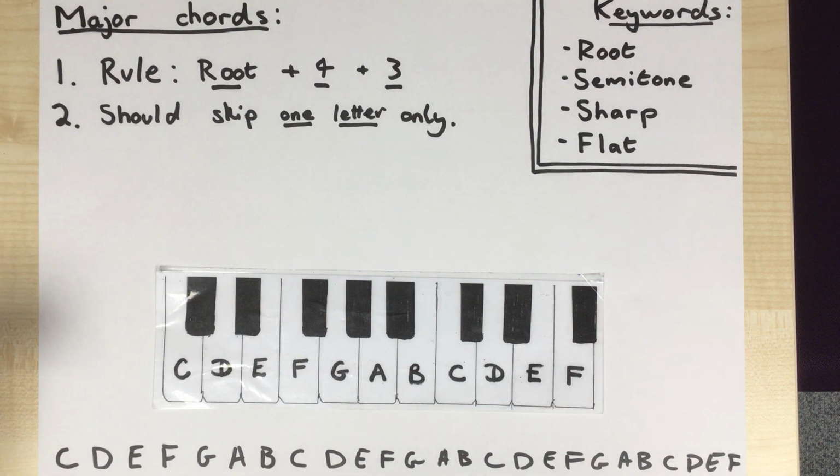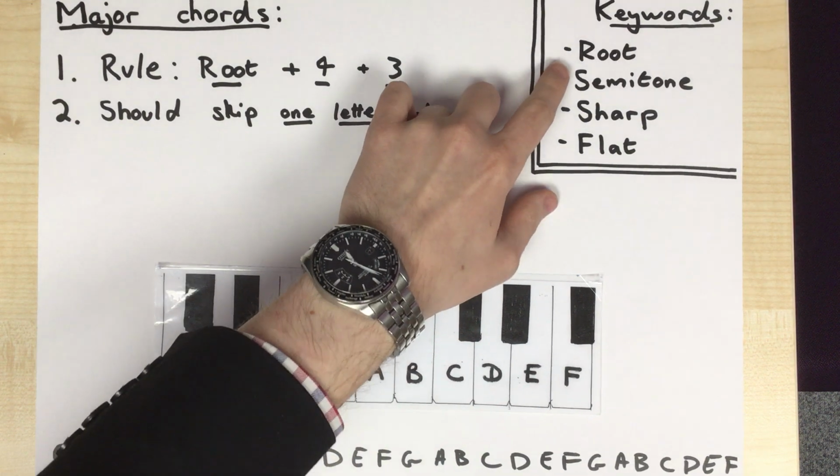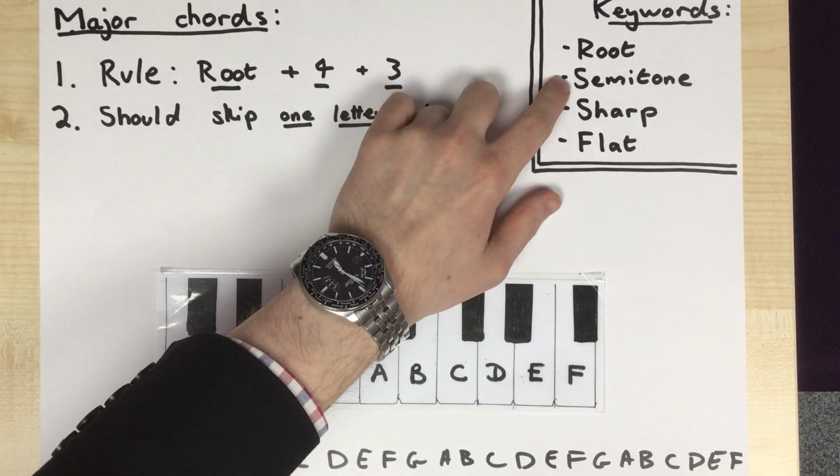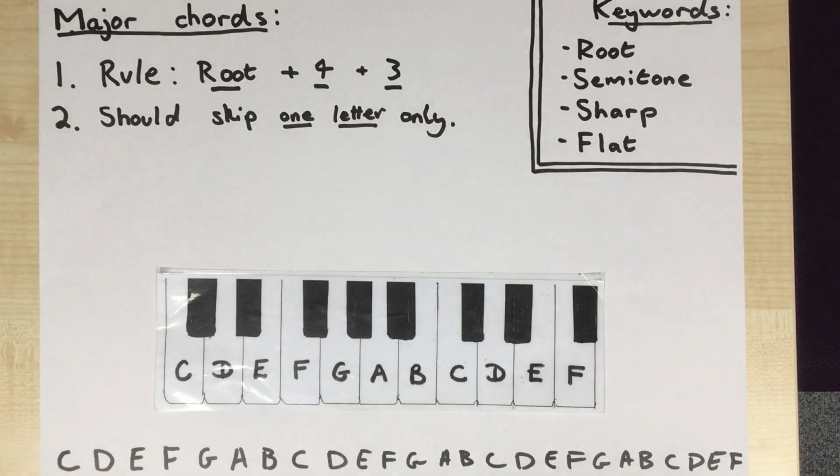Now, I'm going to go through a couple of examples of these with you, and then what you're going to do is you're then going to apply those skills and answer some questions doing exactly the same thing that I've just done. The key words that you need to know on the right hand side here, so you need to know what a root is, a semitone, sharps and flats.